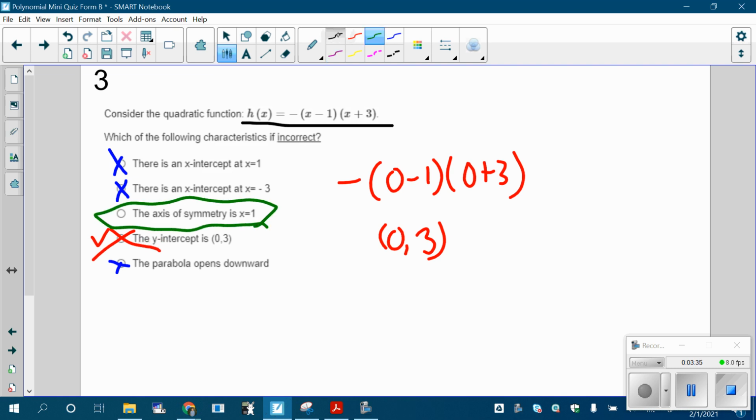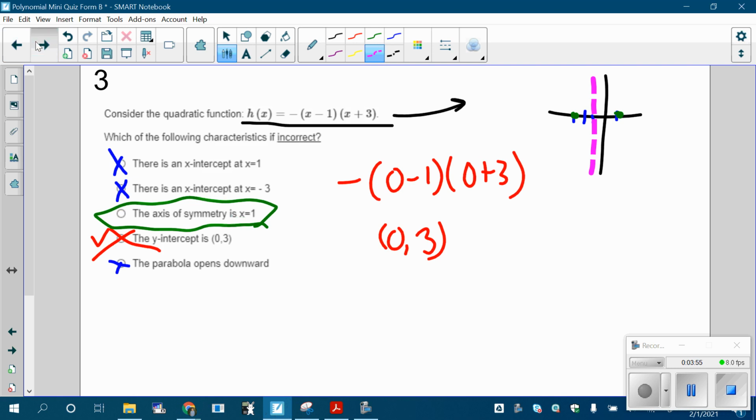Axis of symmetry is x equals 1. Let's verify that. I know that I have an x-intercept at negative 3 and an x-intercept at 1. The axis of symmetry is supposed to be right in between those. So it should be at negative 1, not positive 1.